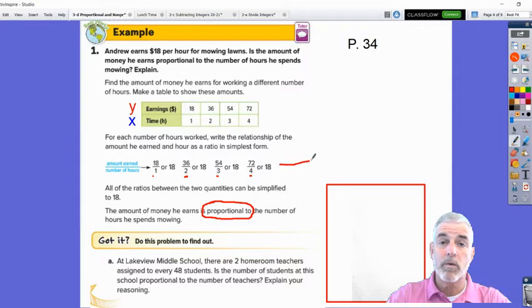And this work right here, that's your explanation: showing the ratios of the two numbers that go together and that they are all equal.